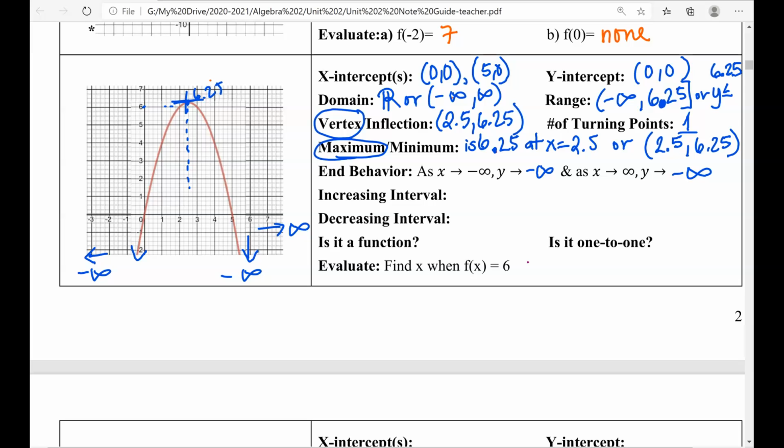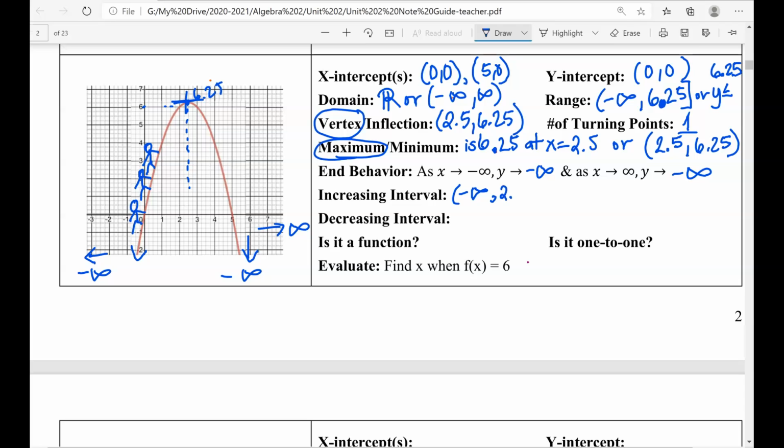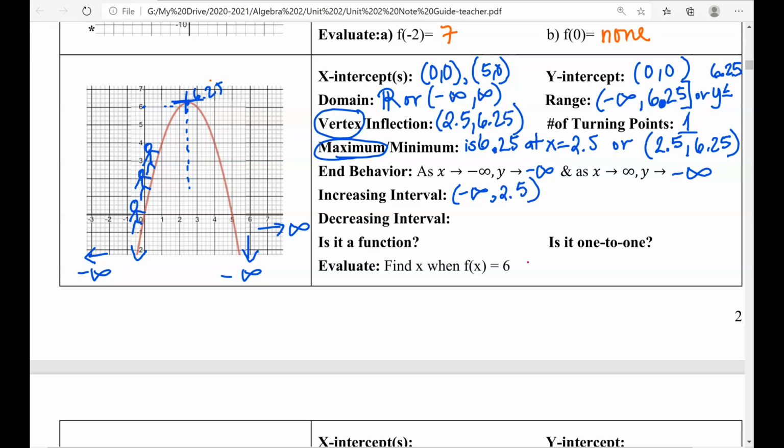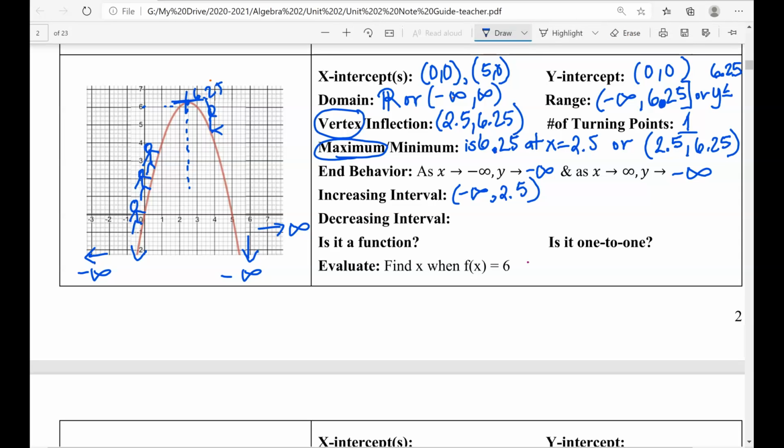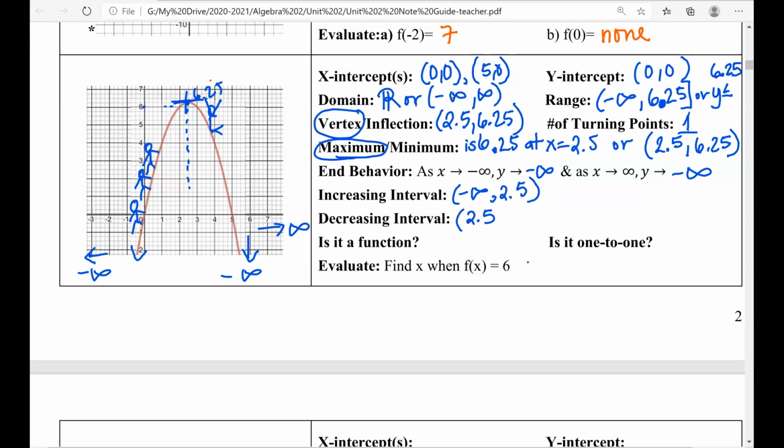Increasing interval, meaning that you're making this hike. Okay, so you are exerting more energy here because you're hiking up. So you are starting from -infinity, and normally for increase and decrease, you are stopping at the vertex or at the maximum, where the x value is 2.5. Decreasing is when you can slide down, whee, right? Hands up, how about that? Because you're sliding down. So that's going to be starting where the increasing ended and then going all the way to infinity.